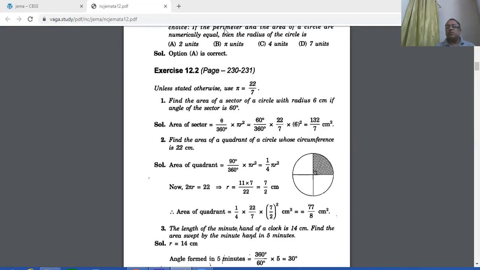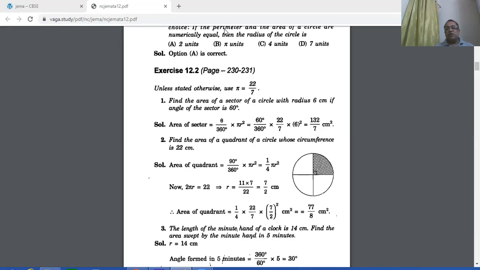So pi r square theta by 360 is the formula. We are putting the value of r and theta as 6 and 60 degrees respectively. We get the area of sector as 132 by 7. Then we move on to the second question, find the area of a quadrant. Now what is a quadrant? They have highlighted here. The quadrant is 1/4 of a circle. So 1 by 4 pi r square is the formula to find the area of a quadrant.